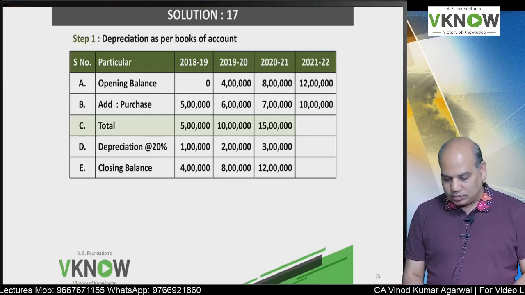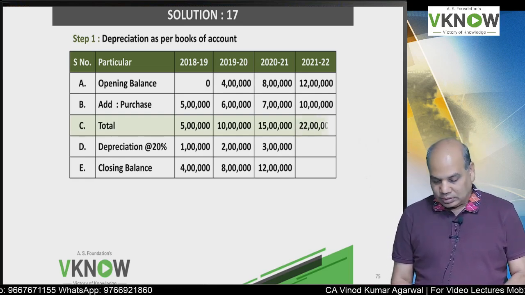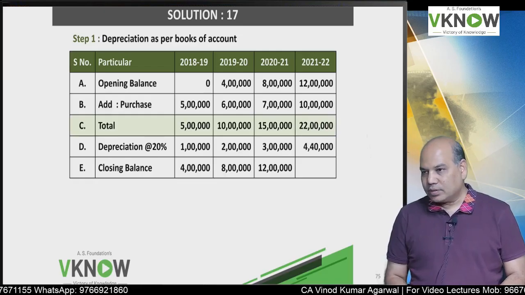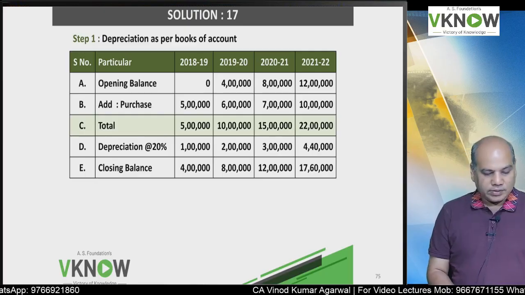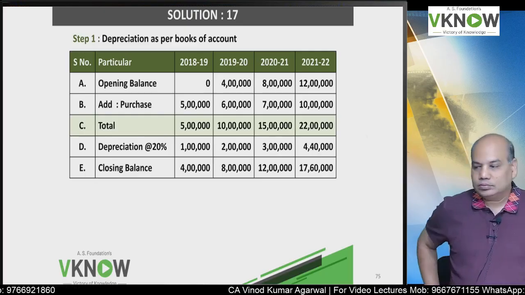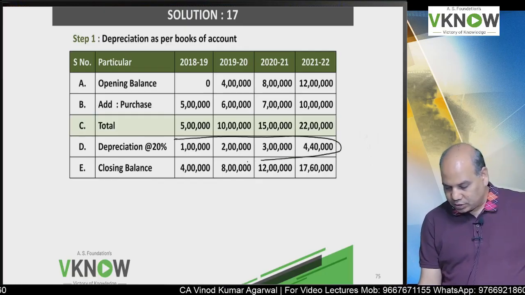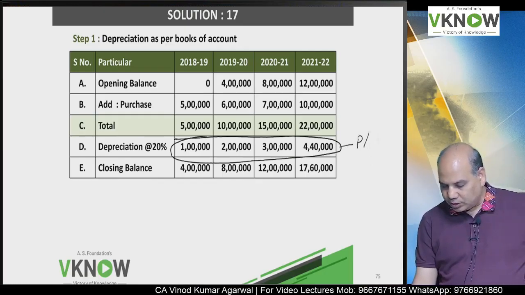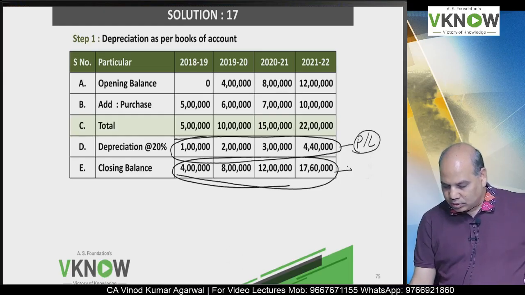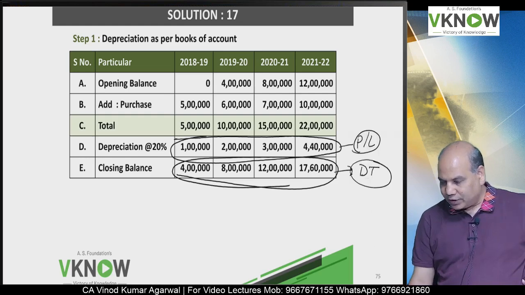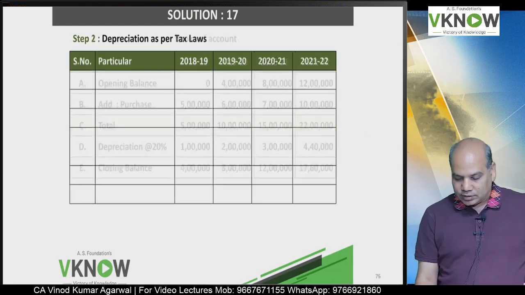Next year opening balance 12 lakh, purchase 10 lakh. Total 22 lakh. Depreciation 4 lakh 40,000 and closing balance 17 lakh 60,000. Any problem? I will require depreciation in the statement of profit and loss. I will require carrying amount, that is closing balance, for computing deferred tax.